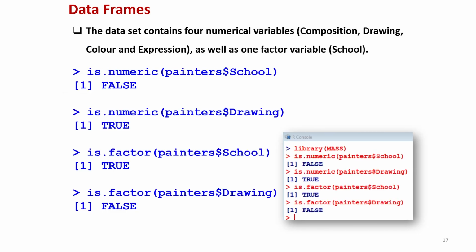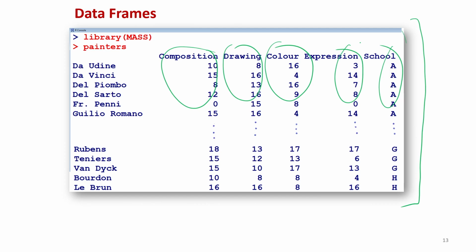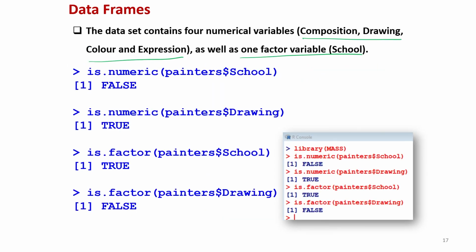Right. Now if you try to see in this data set, it has 4 numerical variables like composition, drawing, color, and expression, and one variable is a factor variable, which is school. You can see here that composition is numerical, drawing is numerical, color is numerical, expression is some number, and school is something like A, B, C, D. Right. So now whenever you get a new data set, there will be different types of variables, and you would like to know what the nature of those variables is.